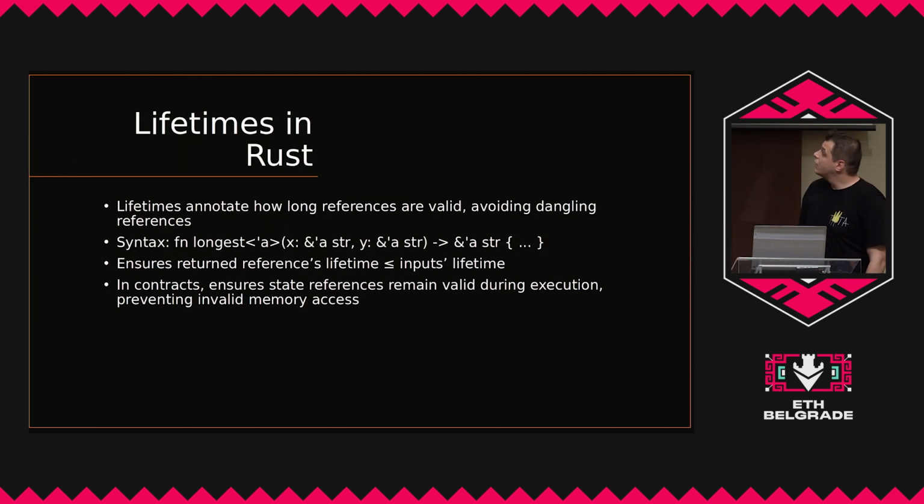Lifetimes in Rust annotate how long references are valid, avoiding dangling references. In this example from the function longest, we can see a lifetime of a for every input and the return value, and we could be sure that the reference of the return value can't be longer than the input lifetimes. In contracts, this ensures that state references remain valid during execution.